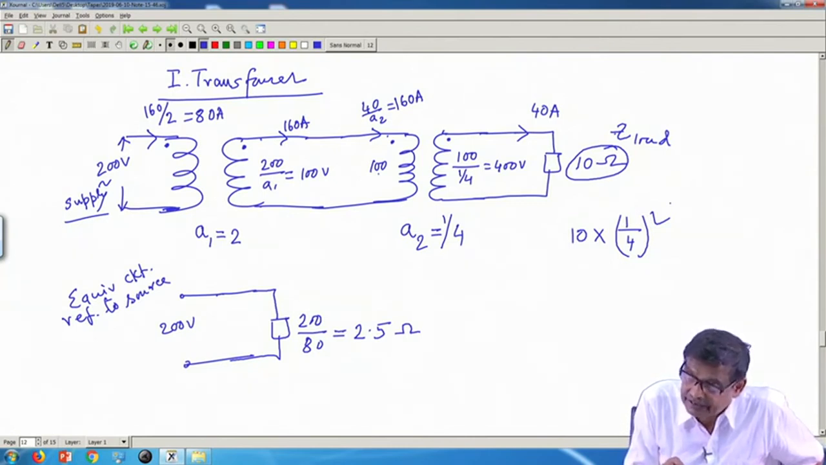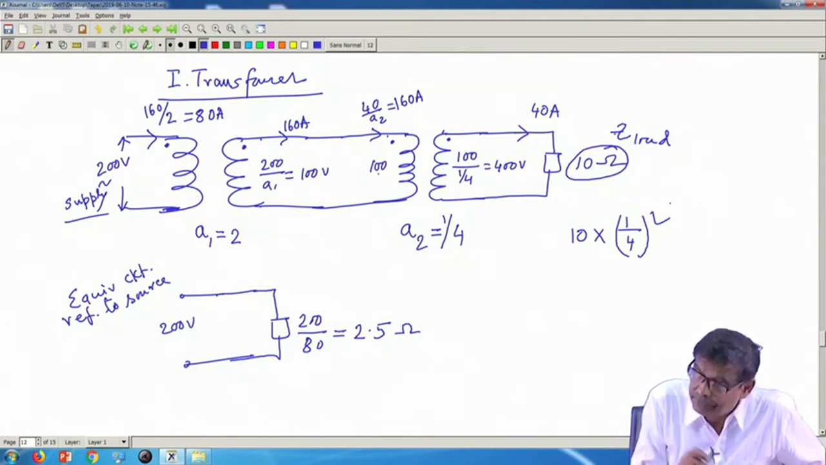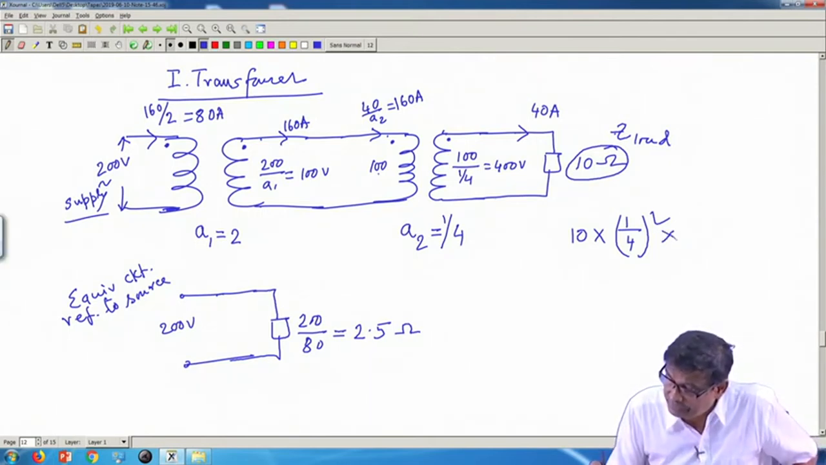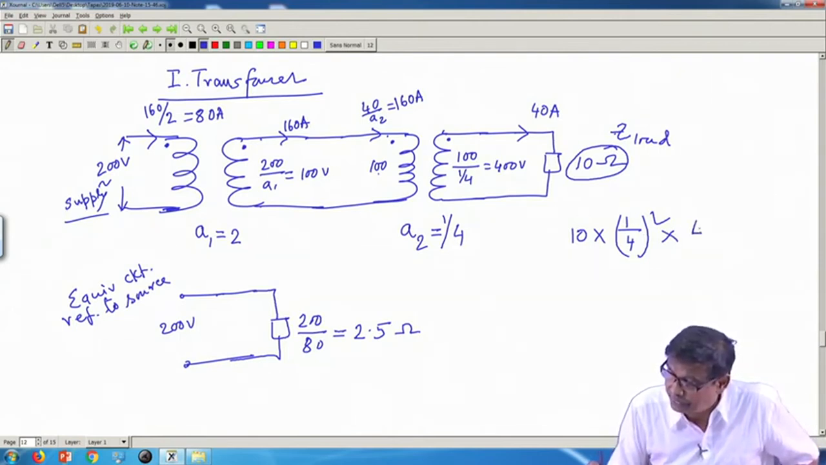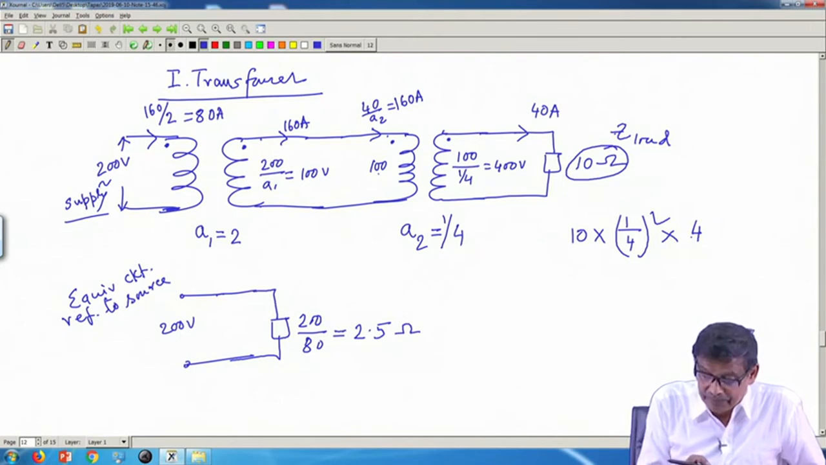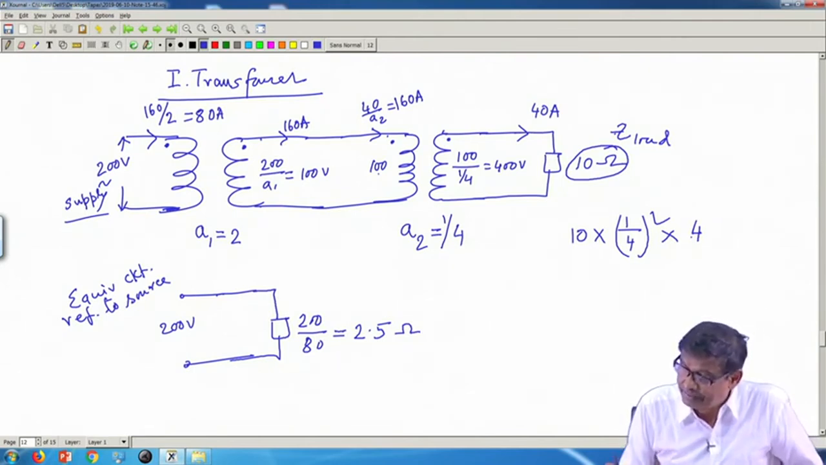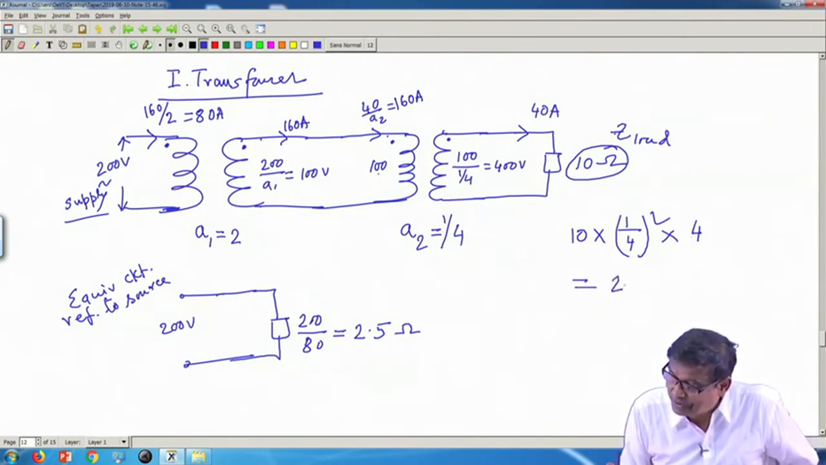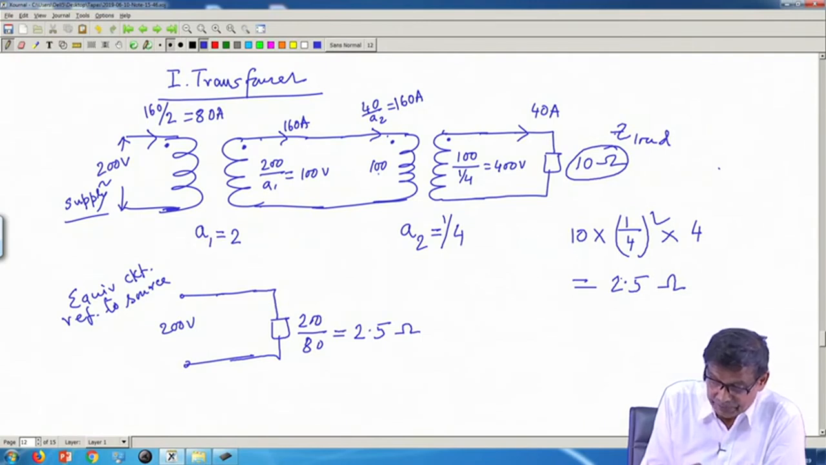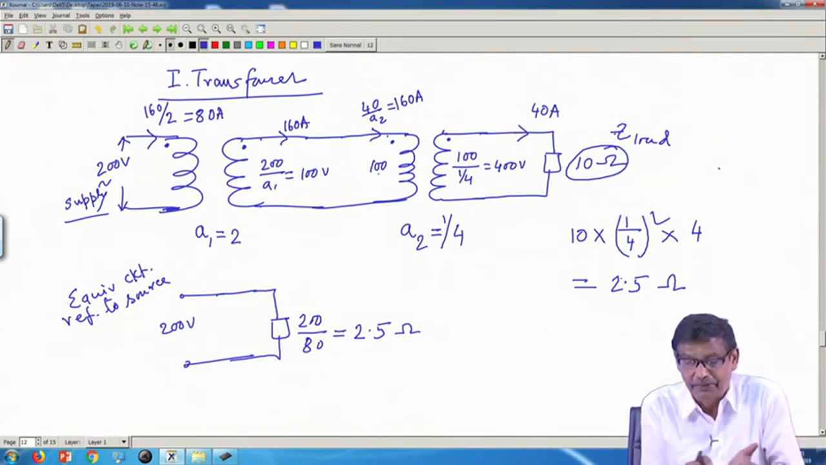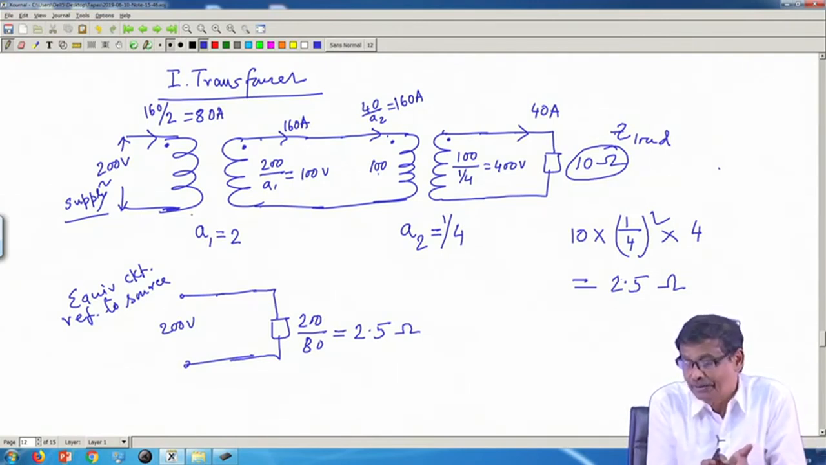This impedance is connected across this, and this into four, A1 square, and you see it is 2.5 ohm. Therefore, this is the thing. Therefore, this is the equivalent circuit referred to this source.